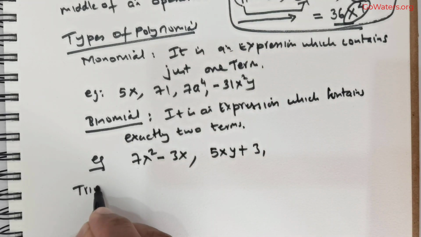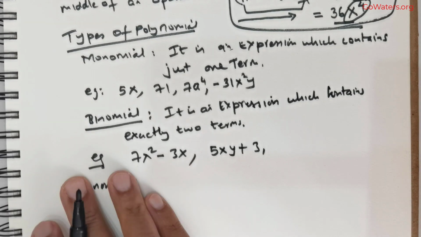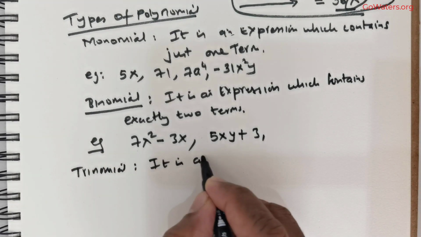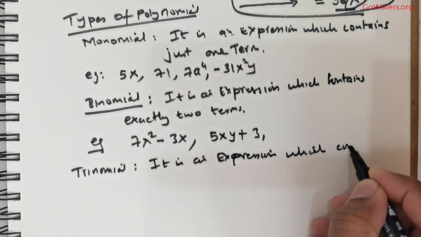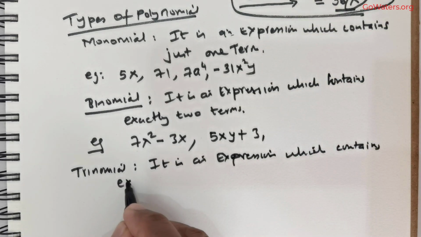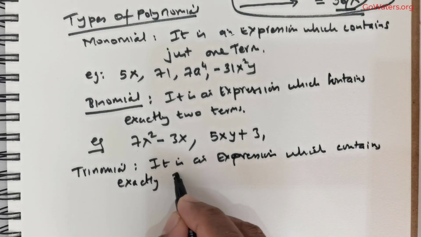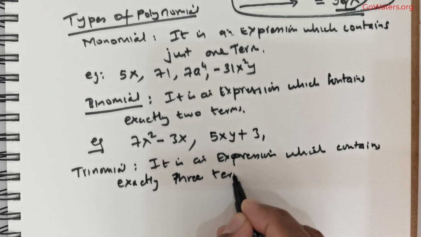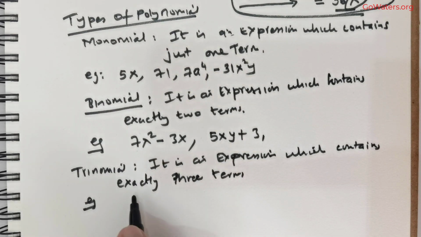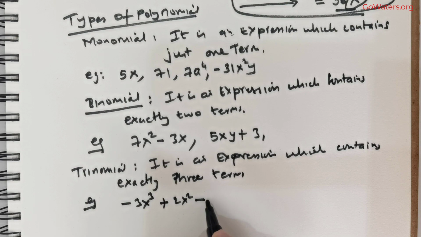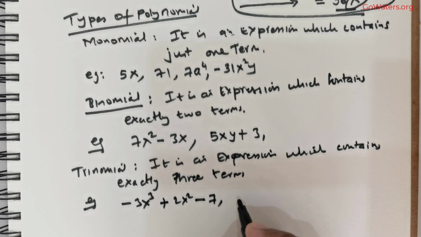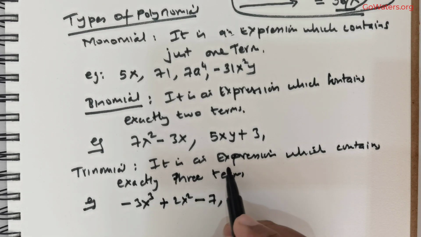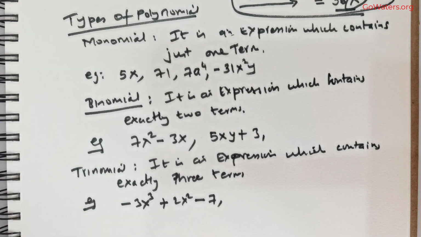Now the next important one is trinomial. A trinomial is an expression which contains exactly 3 terms. Some examples of trinomial can be negative 3x to the power of 3, positive 2x squared, negative 7. This is a trinomial. Now I'm giving you all expressions. Have that in mind. The keyword is expressions.